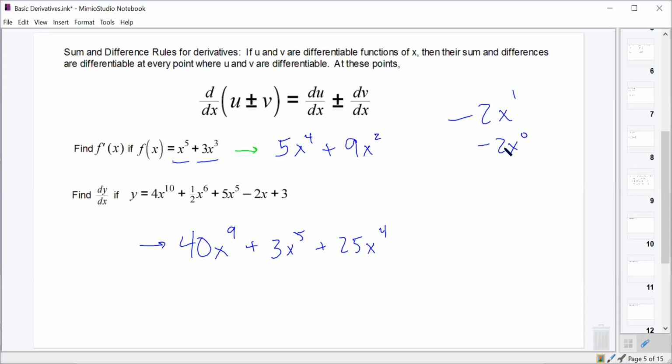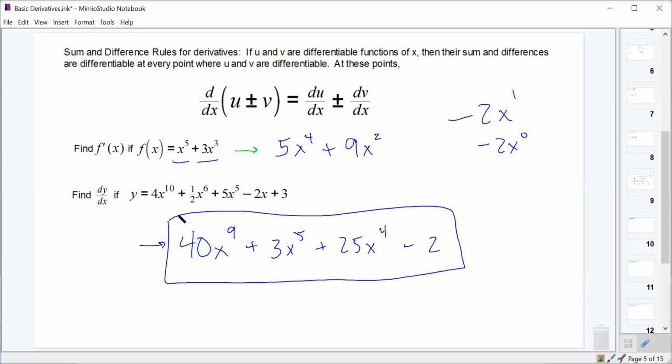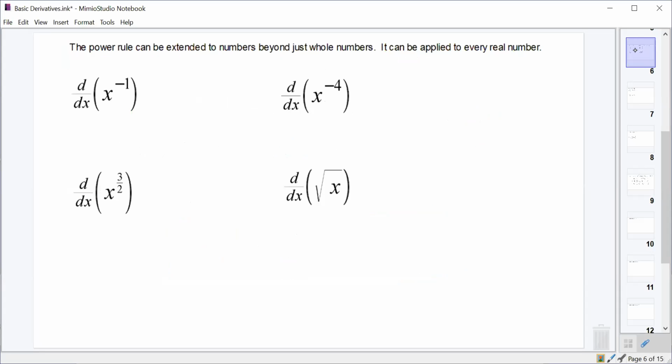Well, what's x to the 0? 1. So, right, this minus 2x, the x just falls off of it. It becomes minus 2. And then what about the plus 3? Becomes 0, right? Because the derivative of a constant is 0. Good or no? Good.